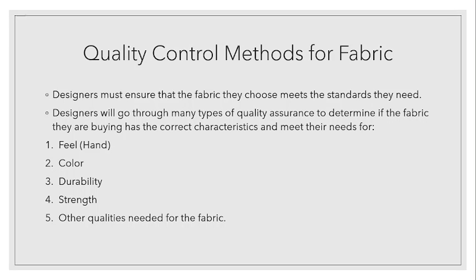Designers must ensure that the fabric they choose meets the standards that they need. Designers will go through many types of quality assurance to determine if the fabric they are buying has the correct characteristics and meets their needs. They will ensure that a fabric has the correct feel or hand that they will need for their fabric. It has the right color, strength and durability, and other qualities will be tested as well, if necessary.